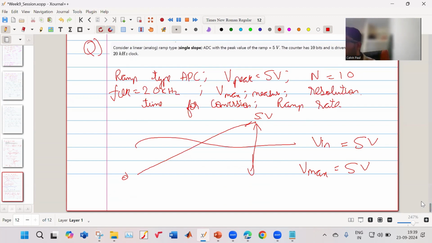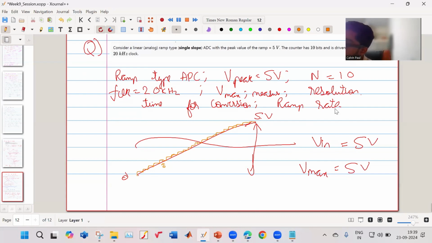Next, it will not be a linear thing. It will actually be in small steps, like this. This will be the actual way the ramp increases, in small steps. So what will be this finite small value which it can measure?